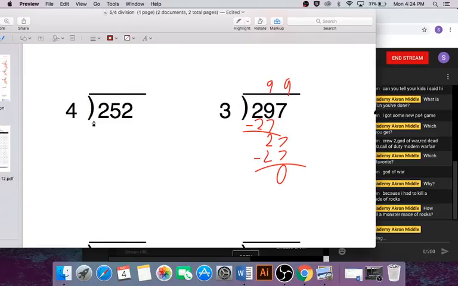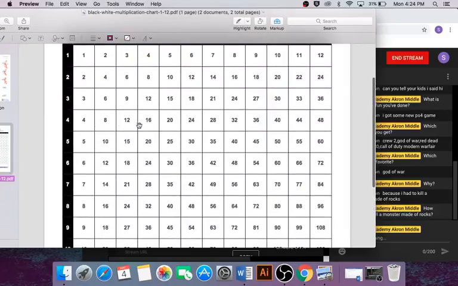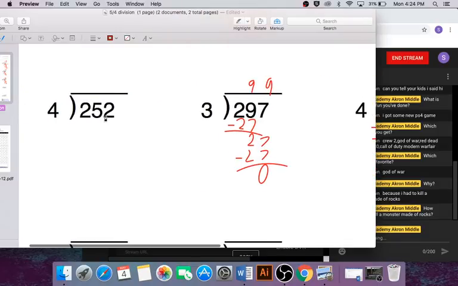So here we need to figure out how many times 4 goes into 252. So 4 doesn't go into 2, so we move over to 25. So we go to our 4 times table, see how close we can get to 25 without going over, and that is 24. Go up, 4 times 6 is 24. So we go over here, we're going to put our 6 above the 5. 6 times 4 we said was 24.